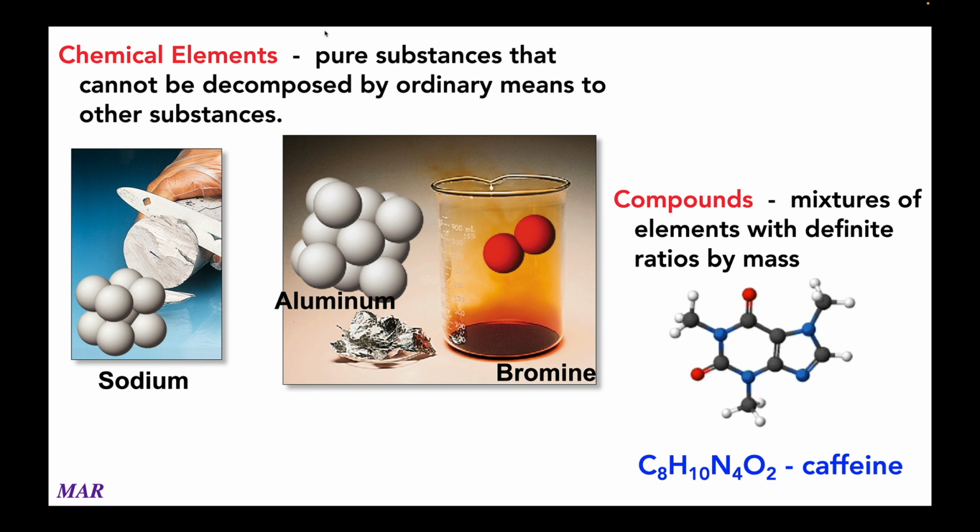Caffeine has 8 carbons, 10 hydrogens, 4 nitrogens, and 2 oxygens. And caffeine always has that ratio. So you wouldn't have all of that and only 1 oxygen and have caffeine. It might be something different, but it's not going to be caffeine. And that's really important. That structure there is pretty cool. We'll start talking about why the molecules make structures like that in a future lecture.